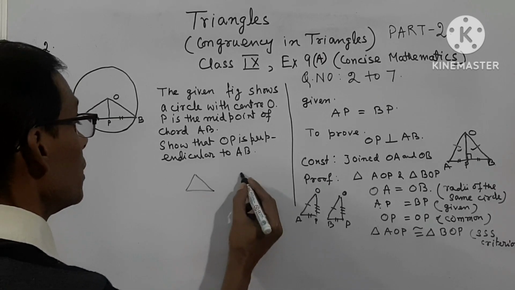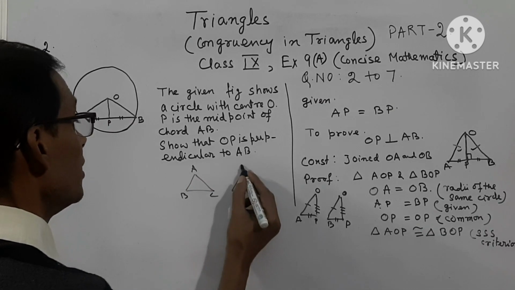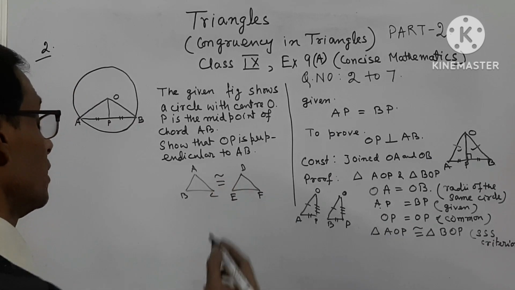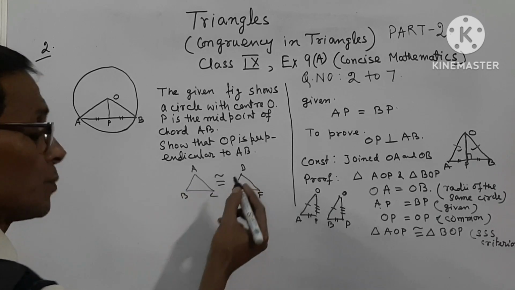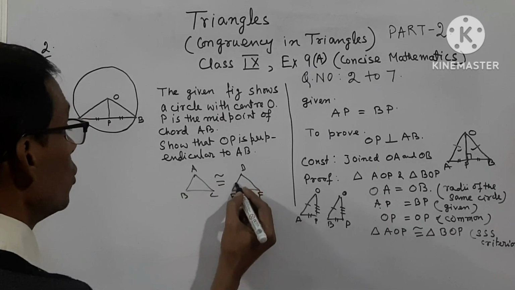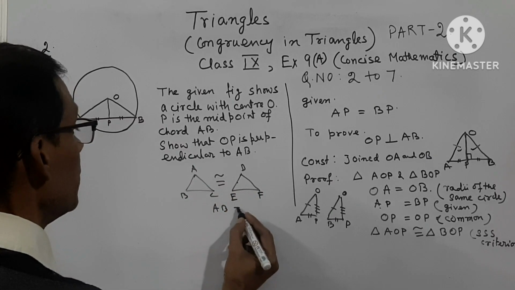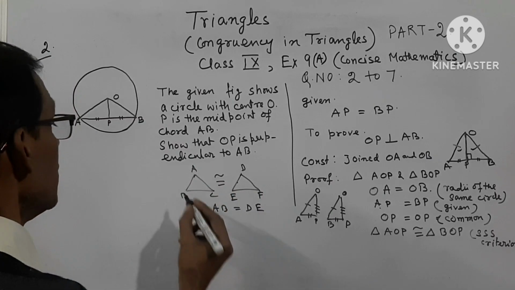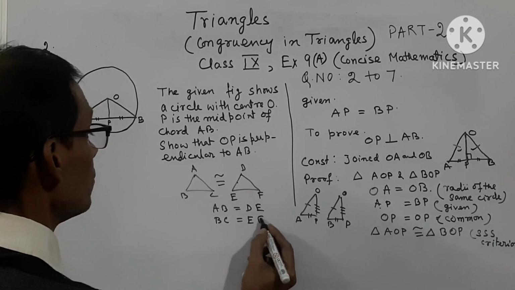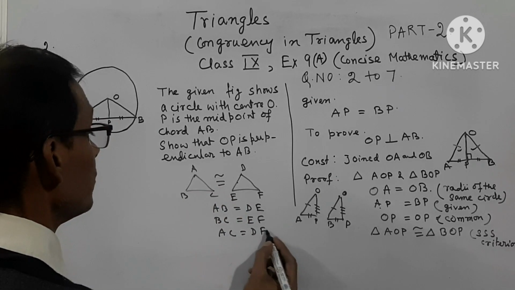If two triangles are congruent, suppose ABC and DEF, then every corresponding side will be equal. That means AB will be equal to DE. AB is corresponding to DE, so AB will be equal to DE. BC will be equal to EF and AC will be equal to DF.